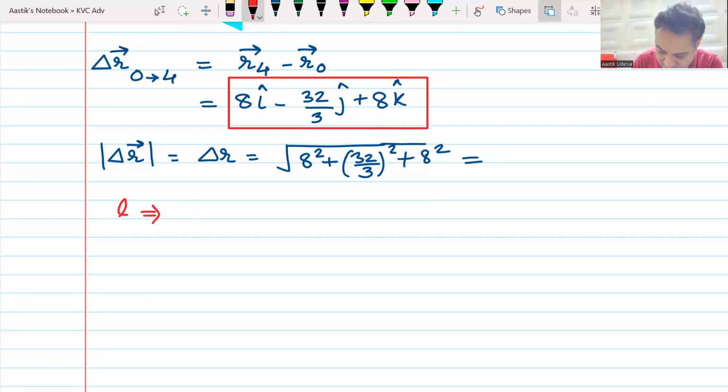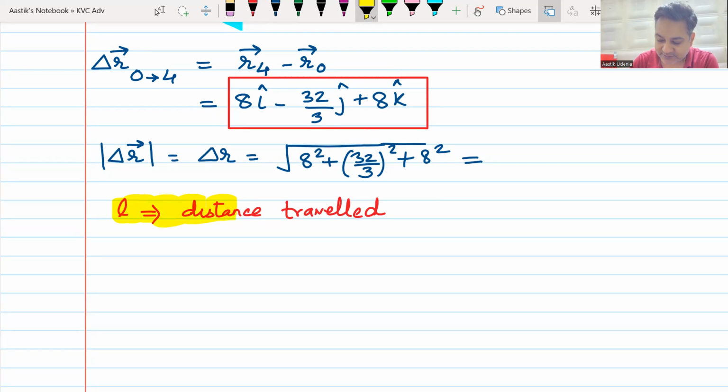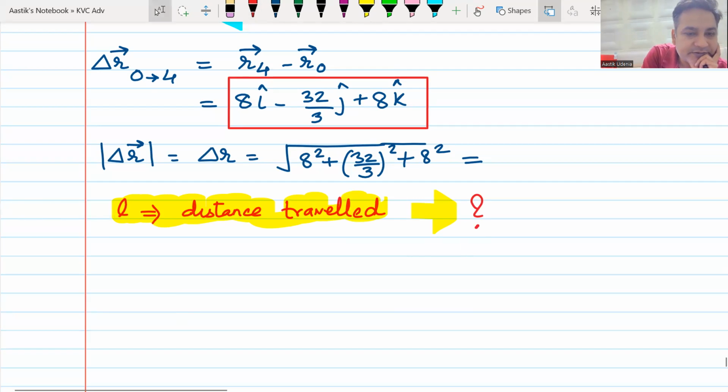L, which is the distance traveled. How will you get the distance traveled by the particle? Anyone? Anyone knows the answer?